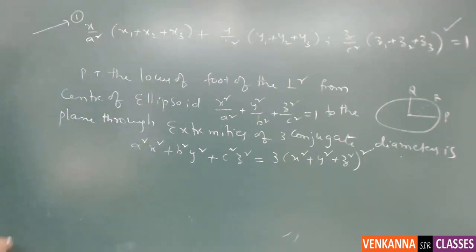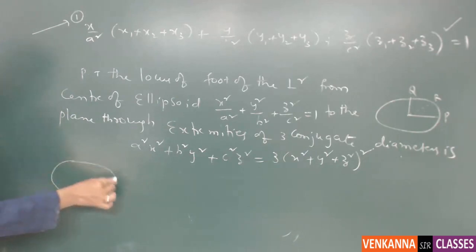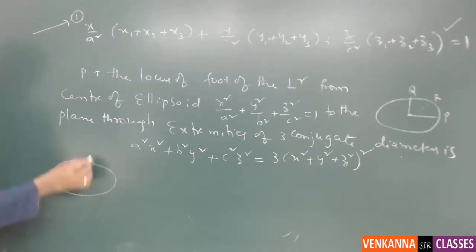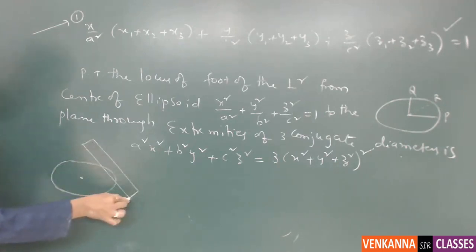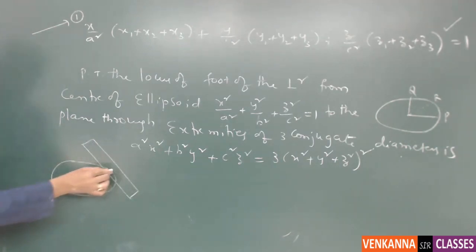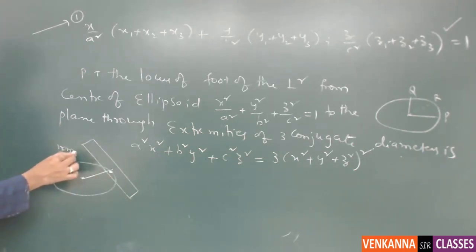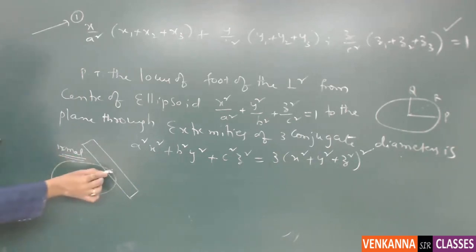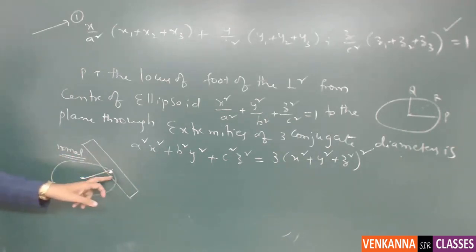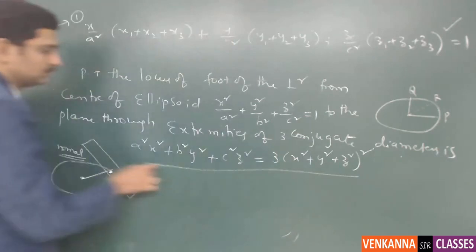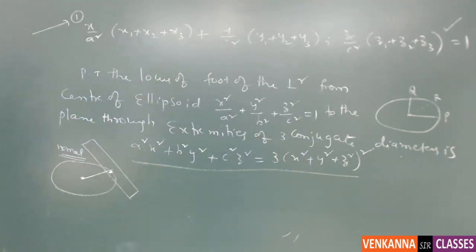For a simple visualization, if you say this is the ellipsoid and this is the plane, from the ellipsoid center to the plane I am taking the normal. At what point does it meet the plane, the foot of the perpendicular? The locus of the foot is this equation that we have to show actually. Is the idea clear?